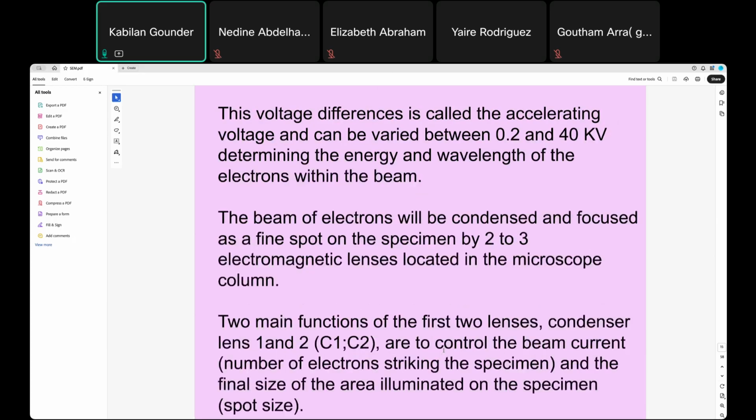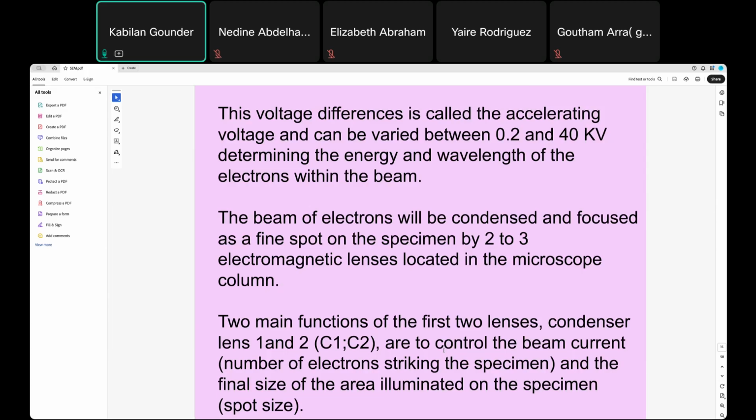This voltage difference between the tungsten filament and the anode is called the accelerating voltage, and it can be varied between 0.2 to 40 kV, which determines the energy and wavelength of the electrons within the beam. The beam of electrons is condensed and focused as a fine spot on the specimen by 2 to 3 electromagnetic lenses located in the microscope column.